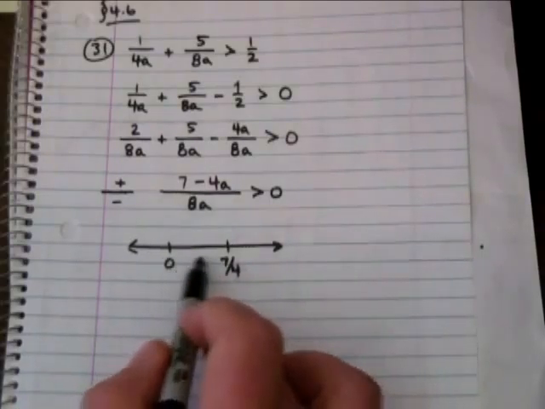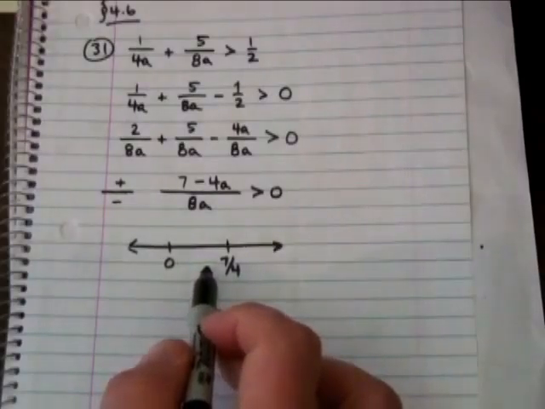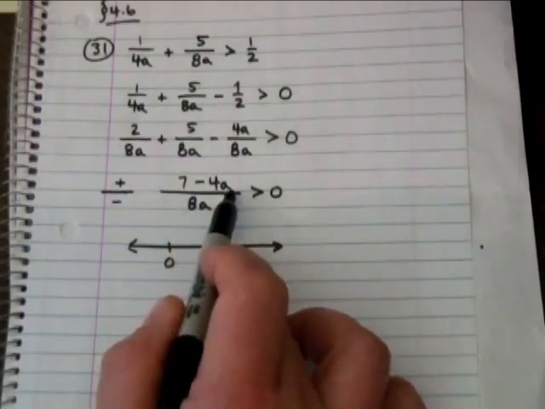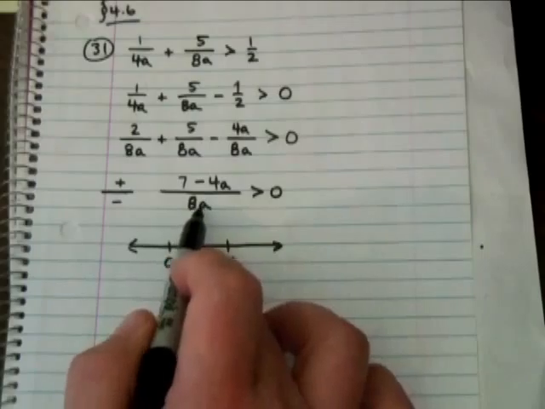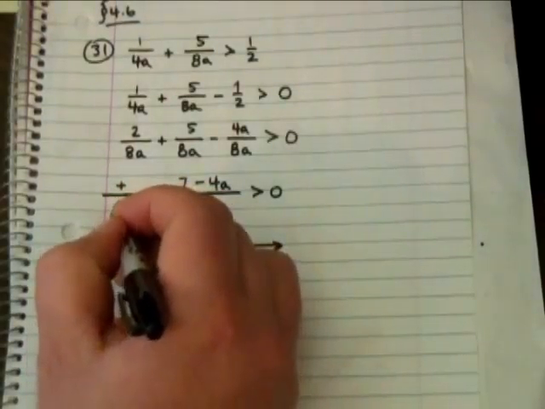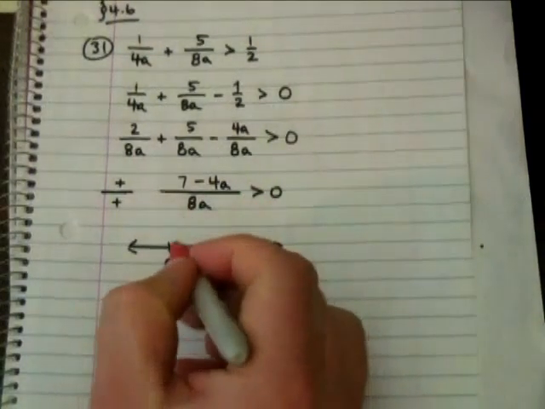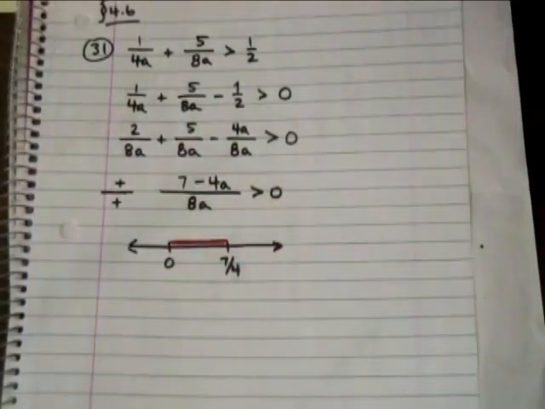Then we want to pick a number from this region to test. I would choose the number 1. When I plug in +1, I've got 7 minus 4, which is positive, so that didn't change. And then in the denominator, I've got 8 times 1, which is also positive. Positive divided by a positive is positive, and that is what I want, since I'm looking for things that are greater than 0. So I'll shade that region.